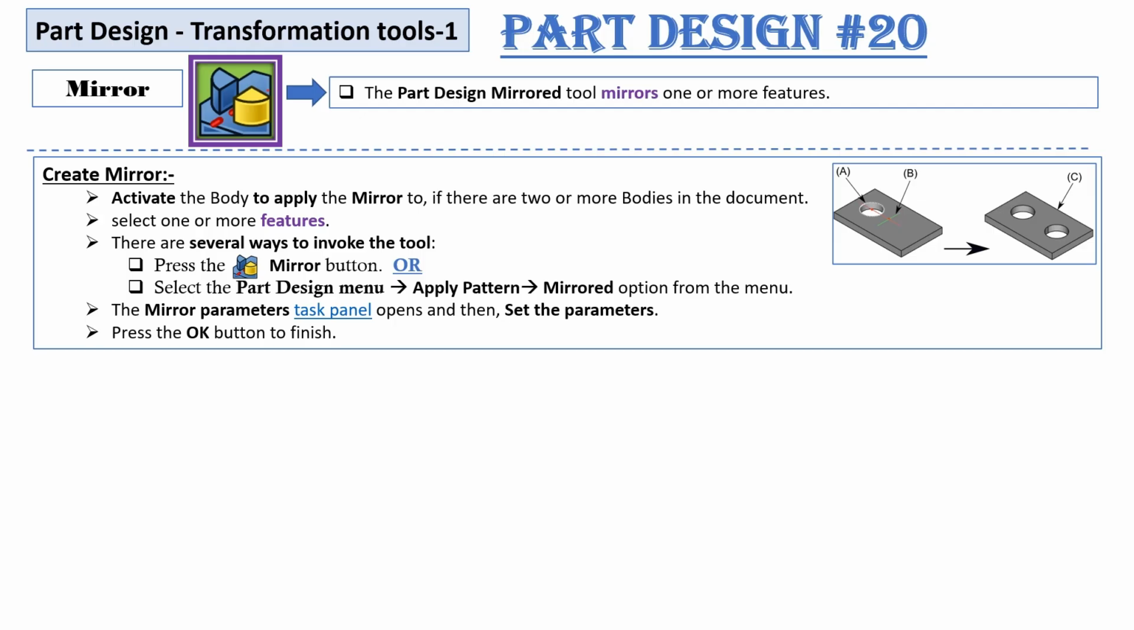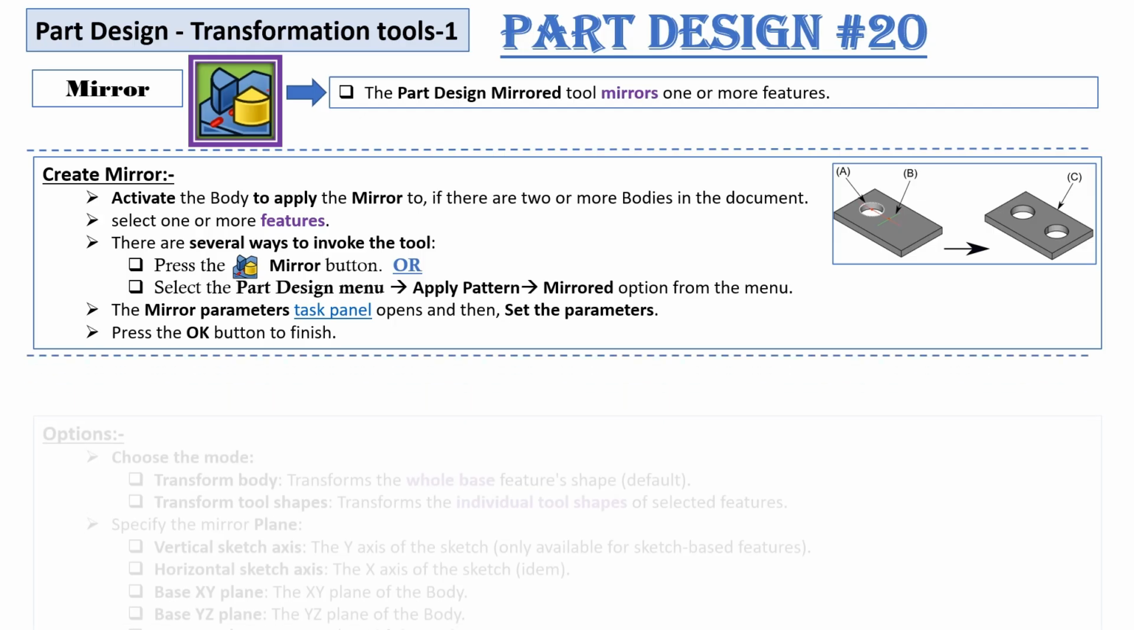First, activate the body to apply the mirror to if there are two or more bodies in the document. And set the parameters in the dialog window.